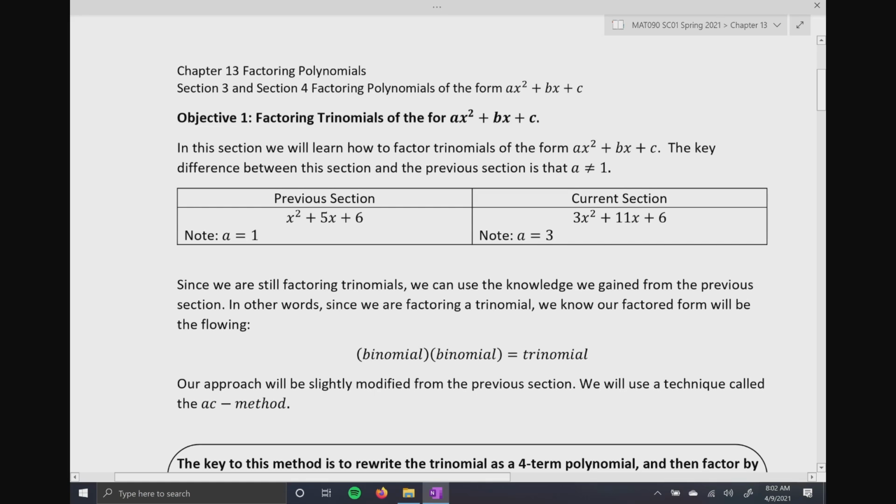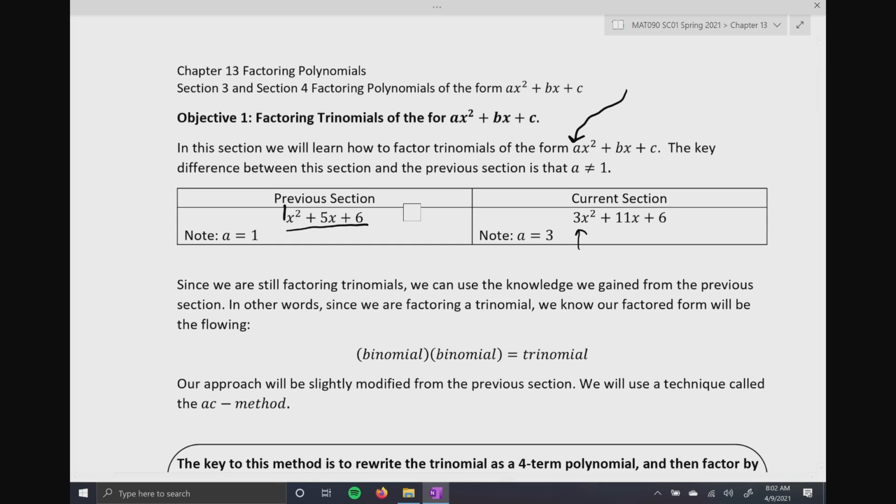So the key difference in this section is we are still factoring trinomials. That's still a thing. Except now the number out in front of the x squared term is not 1. It's going to be something different. Okay? See, in section 2, you'd have a problem like this: x squared plus 5x plus 6. In other words, a equals 1. That's the coefficient out front. In our current sections, 3 and 4, now you have a number out front. And that kind of changes things.